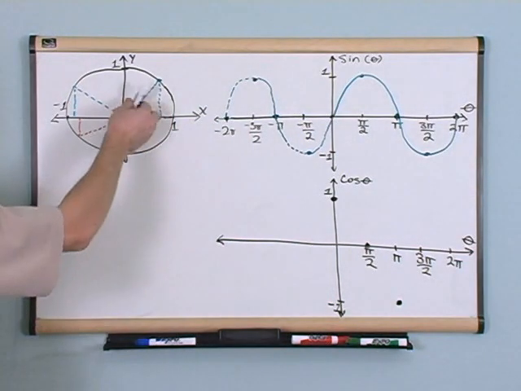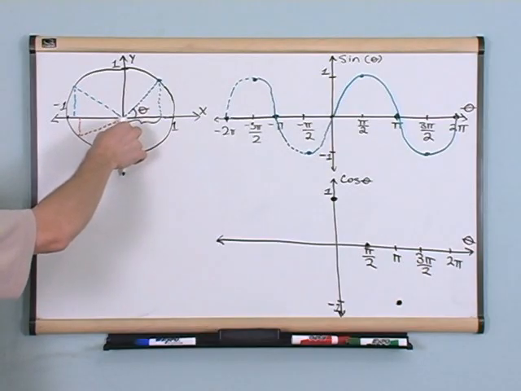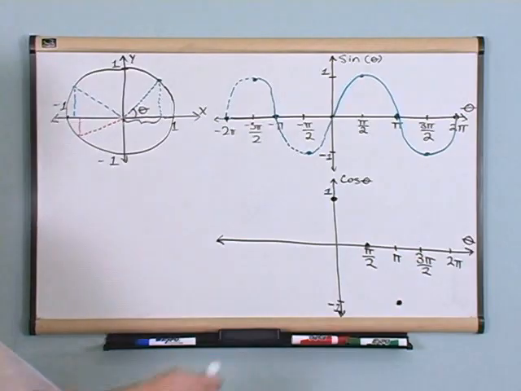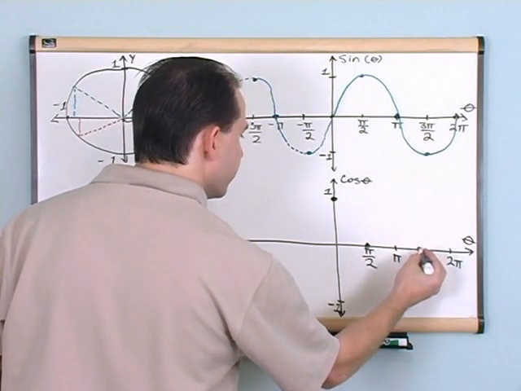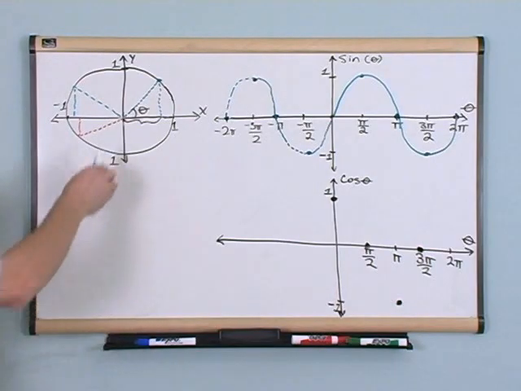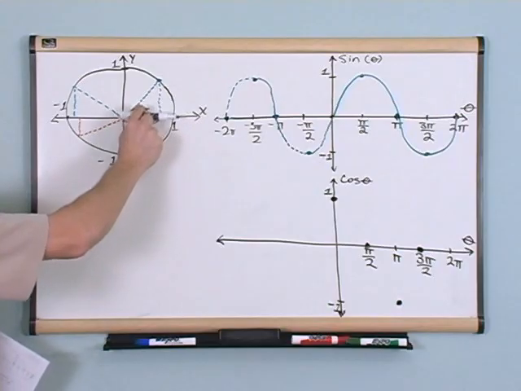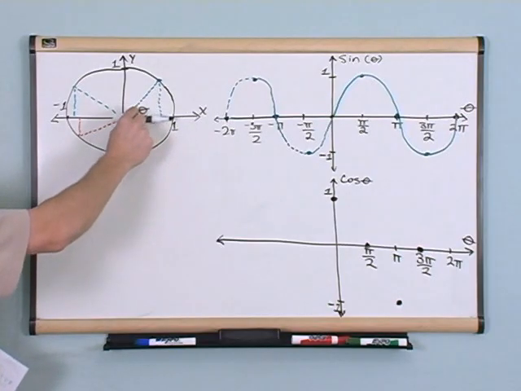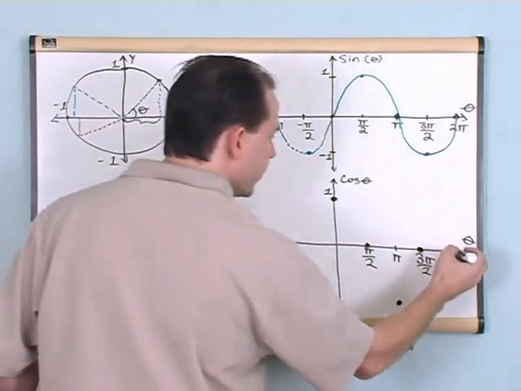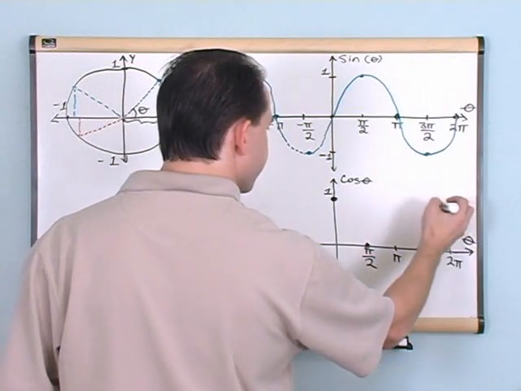Okay. Eventually, I get down to 3 pi over 2, which is down here. I'm looking again for an x component. This has no x component because it's on the y-axis. So cosine of 3 pi over 2 is simply 0. And then eventually I get back around to where I started, which was 2 pi radians, which is the same as 0 radians. Cosine of this is 1, so then I put a value right here.